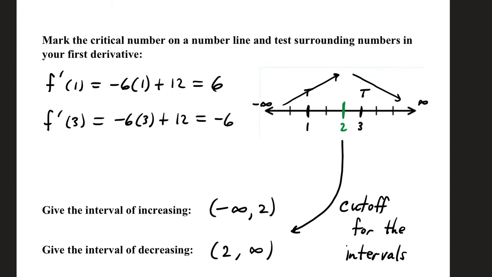As far as the intervals go, your cutoff number will be the dividing number for your intervals. So this function increases from negative infinity until you get to your critical number. After you get past your critical number, the function decreases from 2 to infinity. And that's how I get my intervals. Negative infinity to the critical number, and then critical number to infinity, increasing and decreasing.